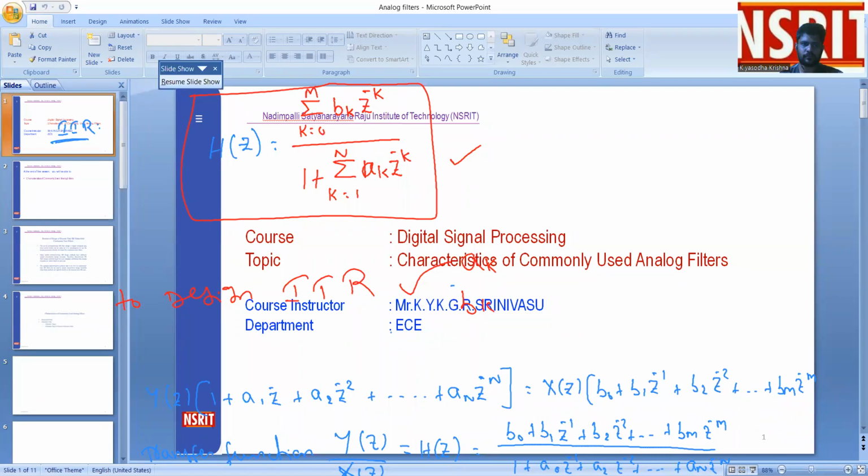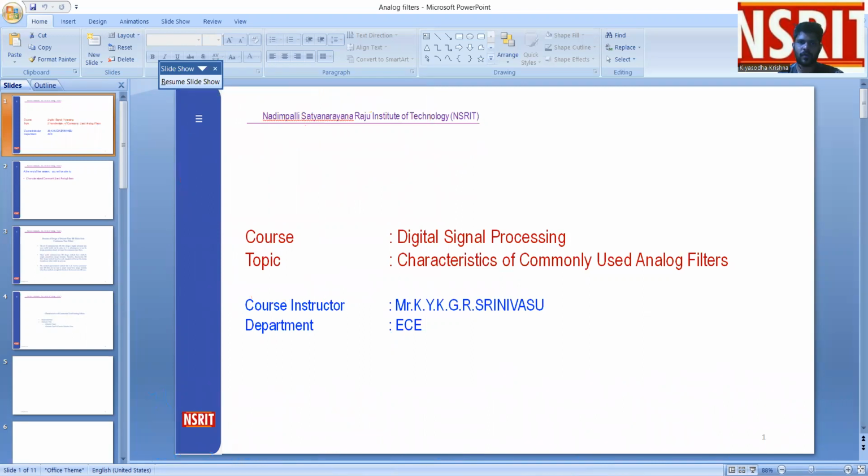Basically these are the IIR filter concepts. Continuous IIR design and discrete IIR will be discussed, and generally the characteristics of commonly used analog filters are the Butterworth filter, which we will discuss in the next concept. Before that, we will discuss the Chebyshev filter, type 1 and type 2. How the design steps are included, all these topics we will discuss.